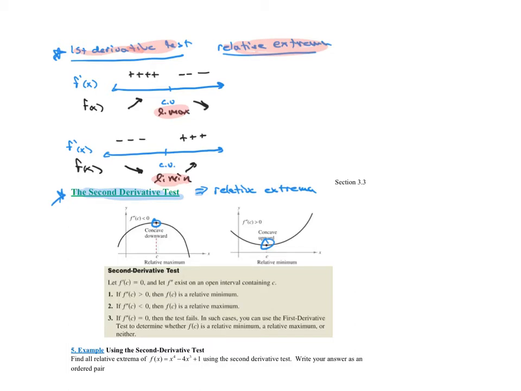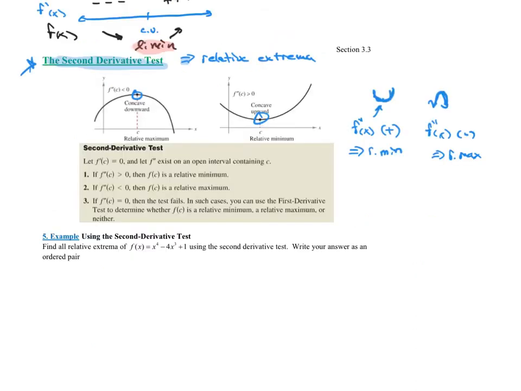The second derivative test says, look, if you have a critical value, and at that critical value it's concave up, that means my second derivative must be positive. So if it's a critical value where the second derivative is positive, that point is a relative or a local minimum. If the second derivative is negative, or it's concave down at that critical value, then that point is a relative maximum.